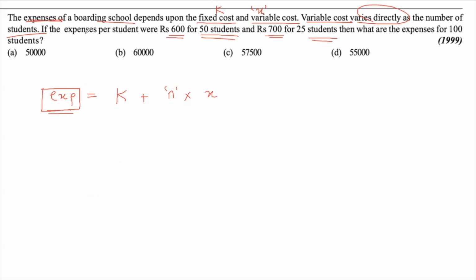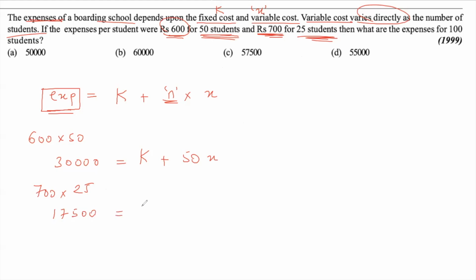Now remember, these expenses are the total expenses of the boarding school, right? That means if the expense per student was rupees 600 for 50 students, the total expense would be 600 multiplied by 50, and that is 30,000, which is nothing but the fixed cost plus number of students here is 50 into X. And 17,500 rupees is the fixed cost K plus 25 students into X. The next step is I subtract these two equations, equation 1 and equation 2.